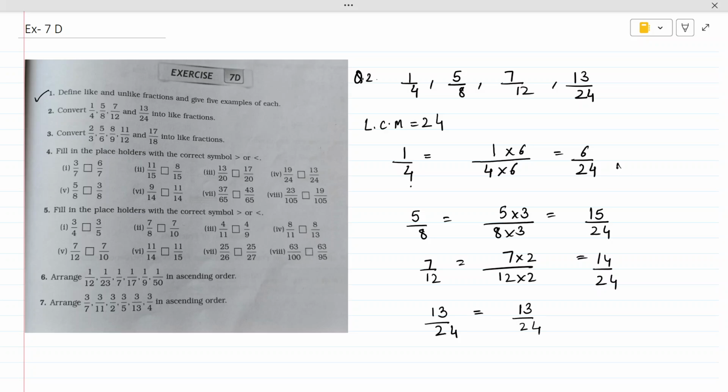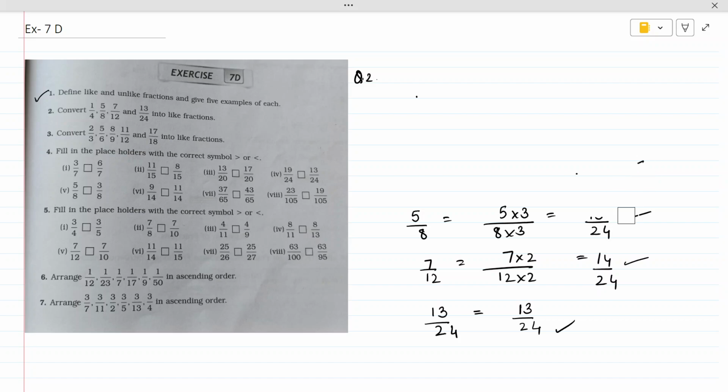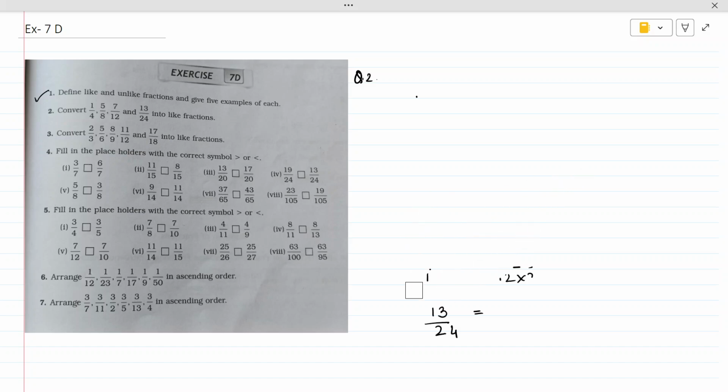These are the 4 fractions which are like. Why? Because their denominators are same now. Okay. So kids, this is how we have to do this question. Now, in the next question, again, we have to convert them into like fractions. So I'm leaving question number 3 as a homework for you. Same thing we have to do. Find out the LCM first and then change the denominator of all the given fractions to the LCM. And while doing so, multiply both the numerator and denominator with the same number. So this we have done, this we have done, this is homework.